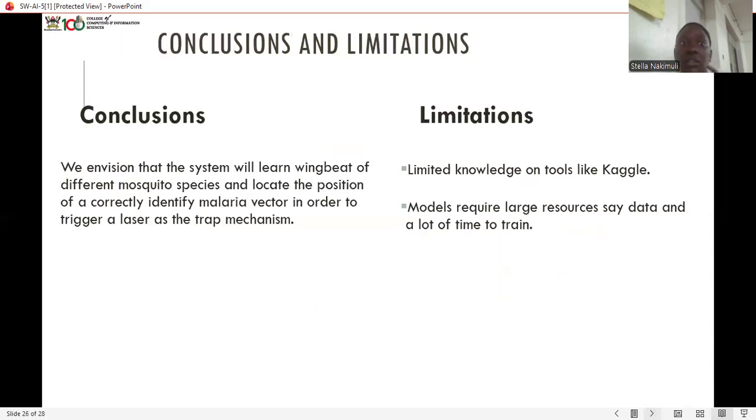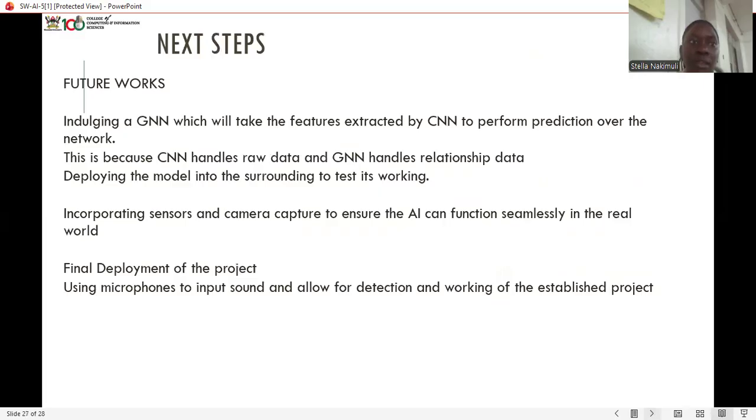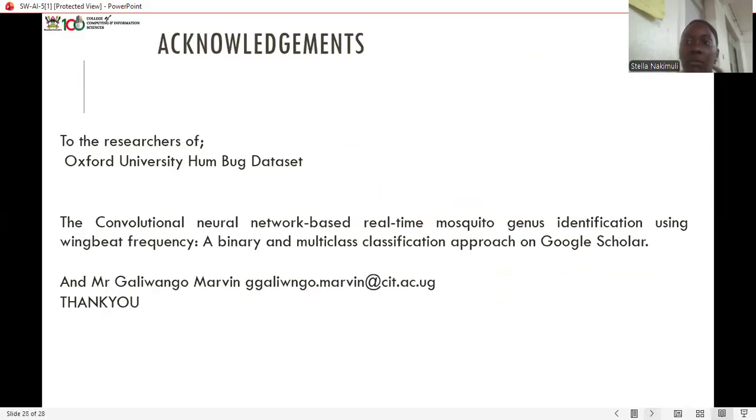Here we have some limitations. There was limited knowledge of tools like Kaggle. Yeah, basically that's it. Some future works. We shall be improving on our model. Moving forward, we would like to acknowledge the crucial people who helped us in this project.